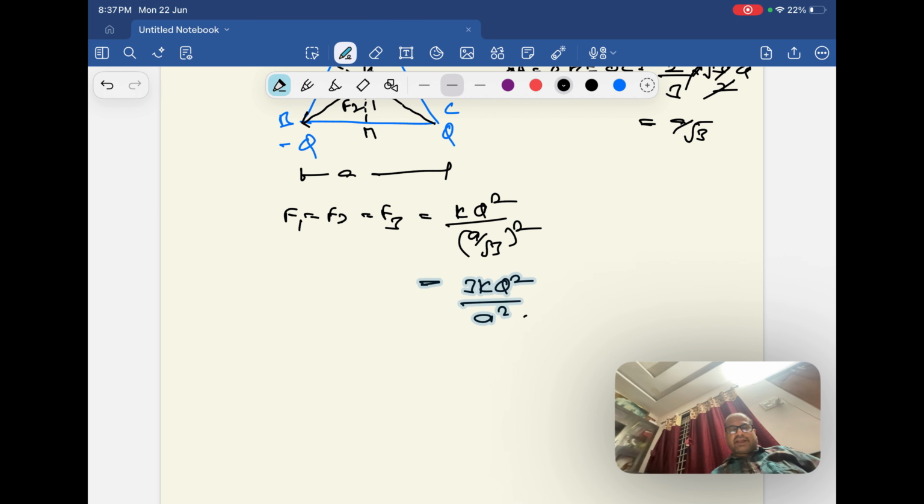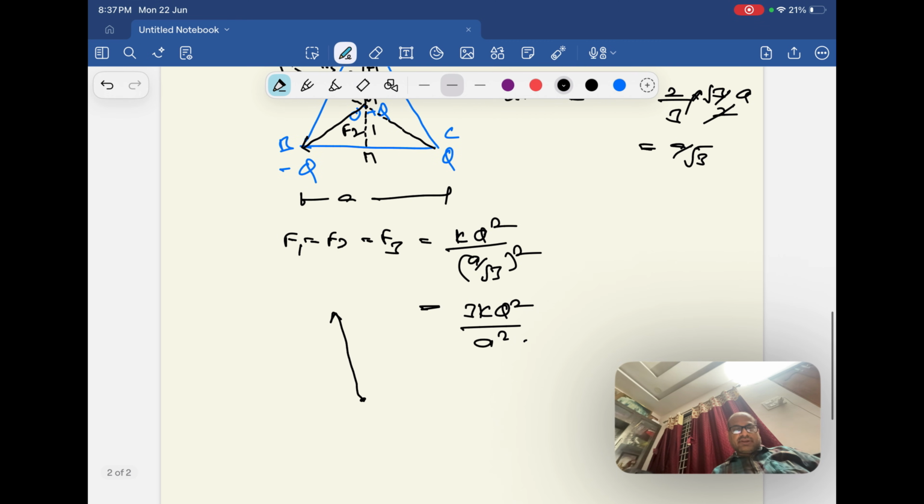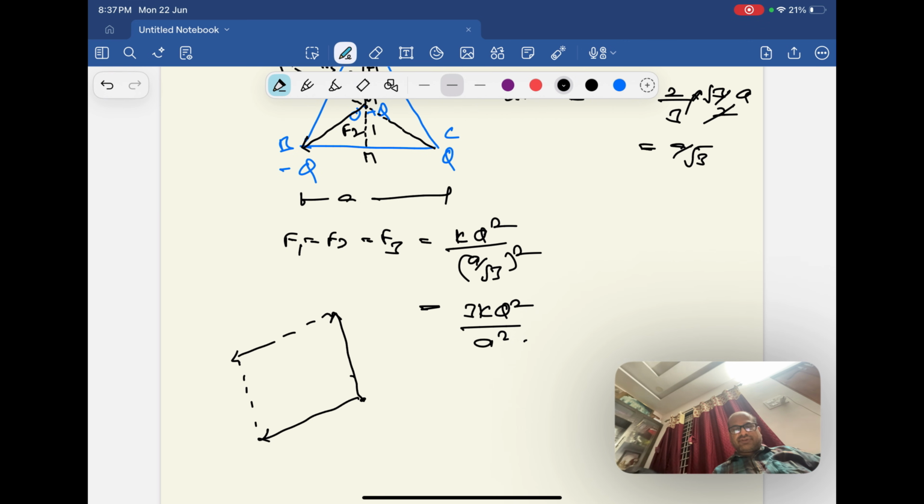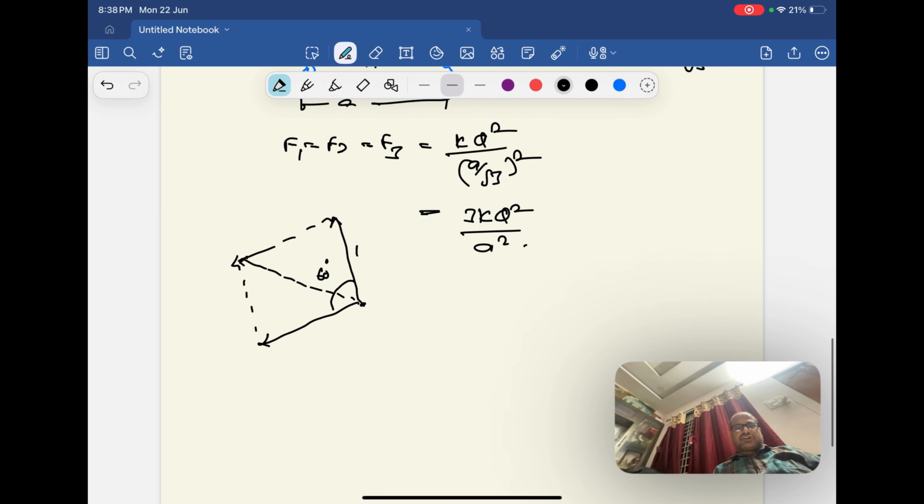Now see how the vector diagram works. This is the charge at O. This is the force because of the charge at A. This is the force because of the charge at B. Now you can construct a parallelogram here, isn't it? So the resultant of these two will bisect. This angle here is 120, isn't it? So the resultant will bisect at an angle of how much? 60 degrees, isn't it? Now this is also F, this is also F.